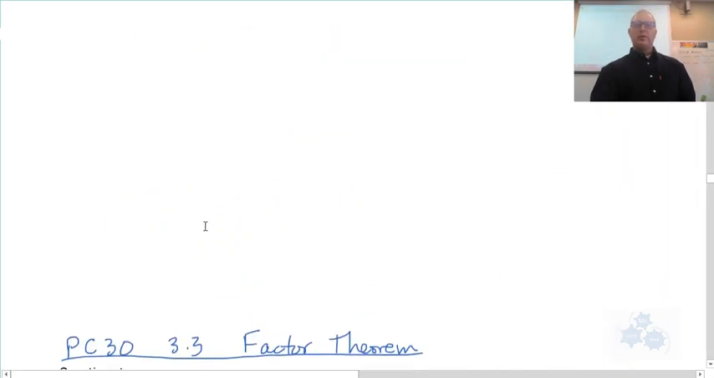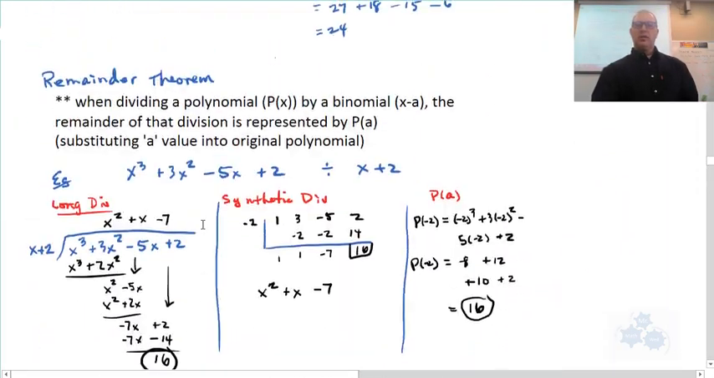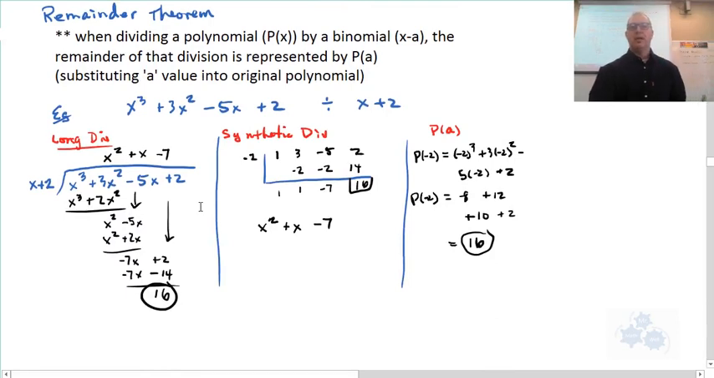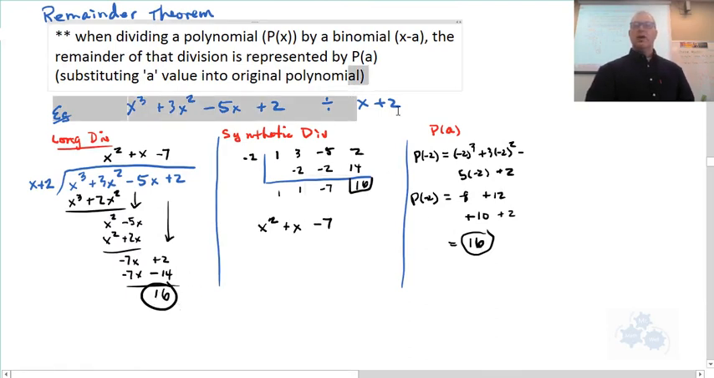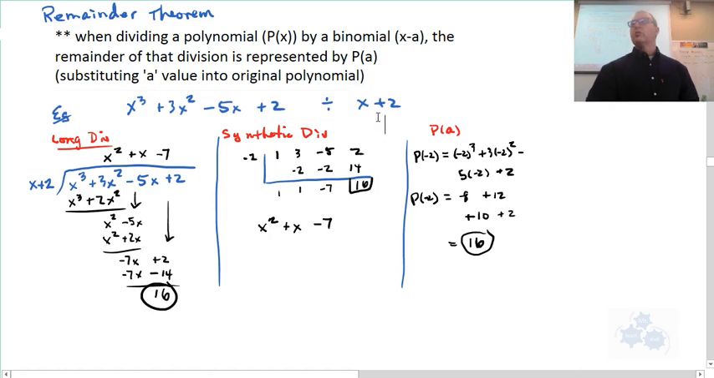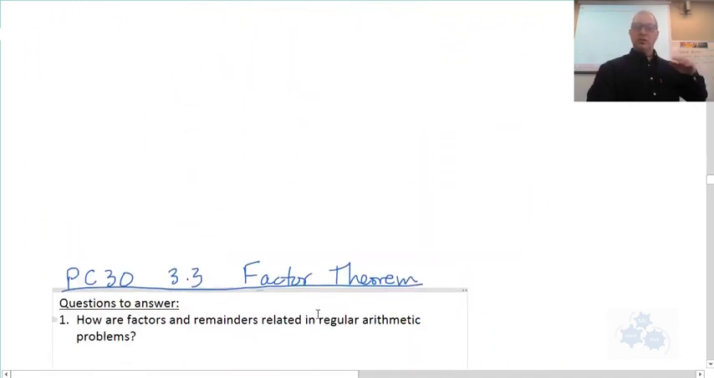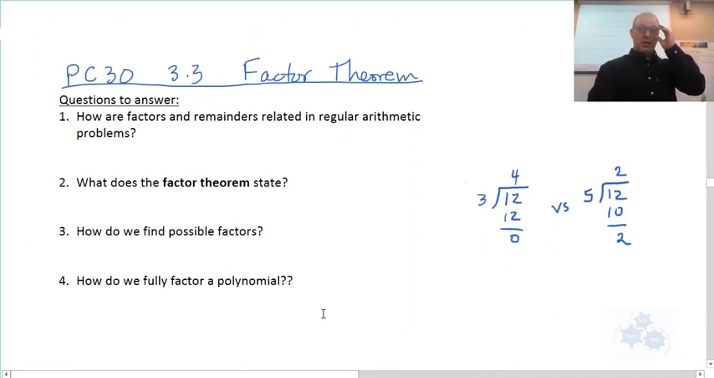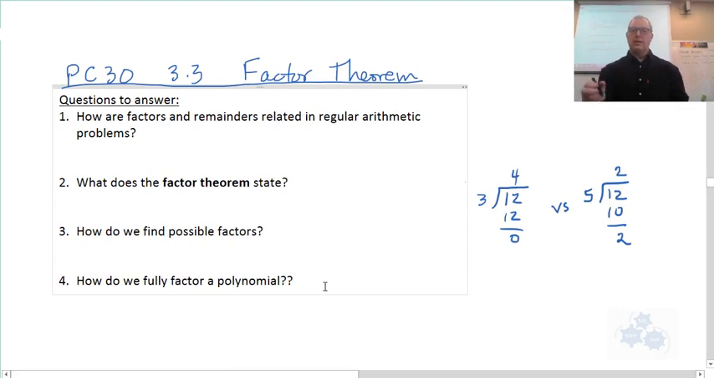So if we go back to our notes and I show you this page that we just looked at, if we divide this polynomial by this binomial, you would see here the factor theorem states that this x plus 2 is not a factor because the remainder is not 0 when we divide. And that shouldn't be too hard to understand, because if you look at these 4 questions we're going to answer in this lesson, how are factors and remainders related in regular arithmetic problems?